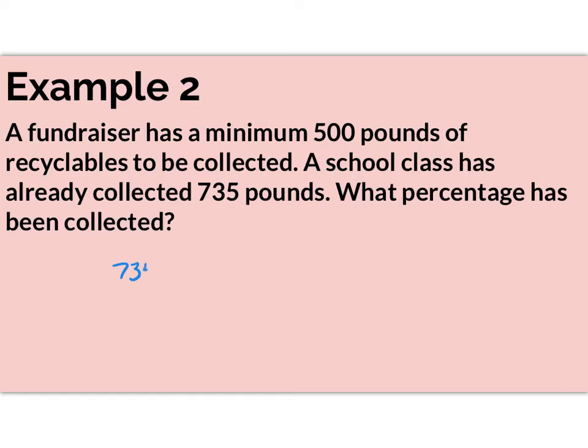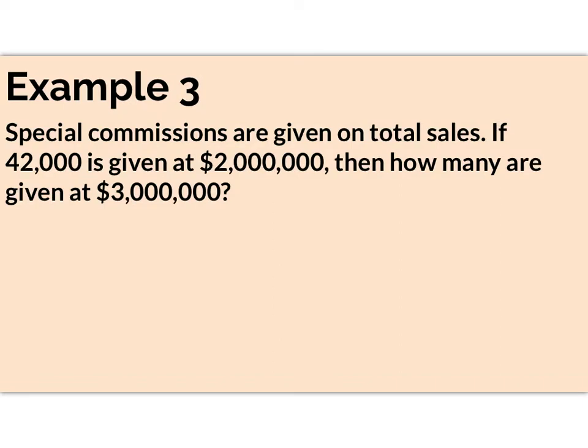So 735 divided by 500. We can reduce these, but I'm just going to calculate it. And that equals 1.47. Multiplying by 100 to make it a percentage is 147%. And that kind of makes sense, because 100% is 500. Half of 500 is 250. So 150% will be close to 750. So that makes sense.